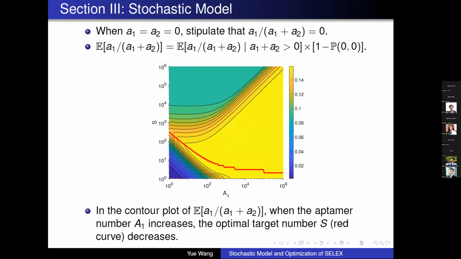And in practice, if a1 and a2 are zero, meaning that we have no bound uptimers, since we care about A1, we can stipulate that this proportion is 0. And now we can define this unconditional expectation of this proportion like this. And this is the contour plot of this unconditional expectation. The same, the x-axis is the uptimer number and the y-axis is the target number. And if the target number and the uptimer number are both very small, like here, then the probability of no bound uptimer is too large. So the value of this expectation is small.